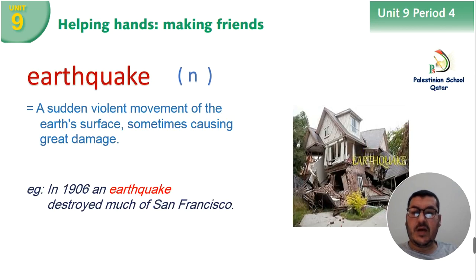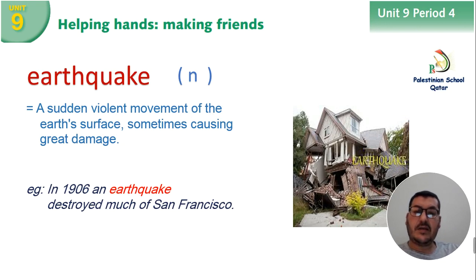After disaster we have earthquake. Look at the picture here. Earthquake destroyed the house, and also the earthquake can destroy maybe farms and many other things. Earthquake is a sudden violent movement of the earth's surface, sometimes causing great damage. For example, in 1906, an earthquake destroyed much of San Francisco.